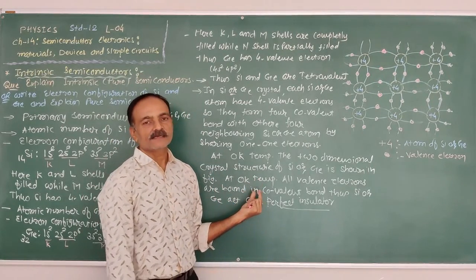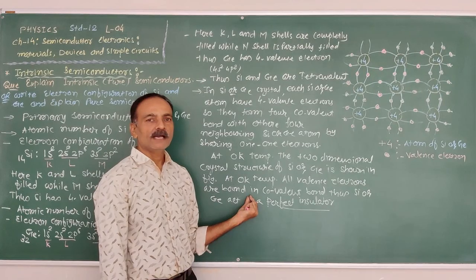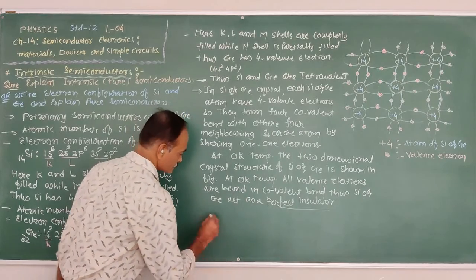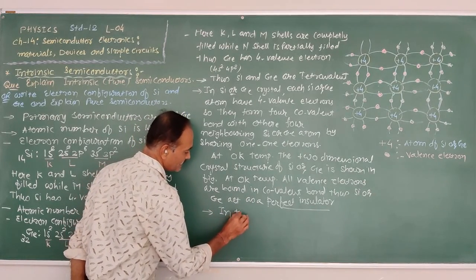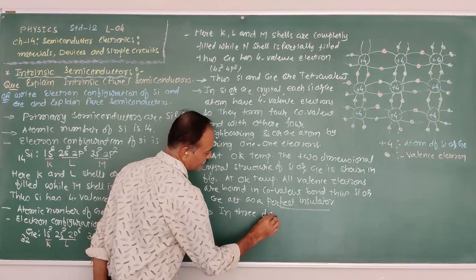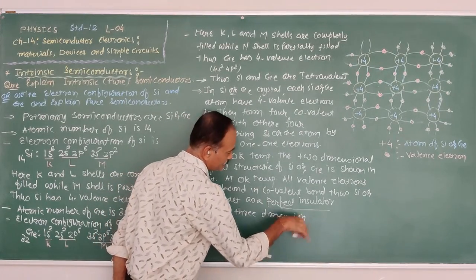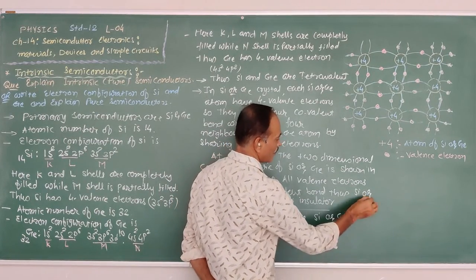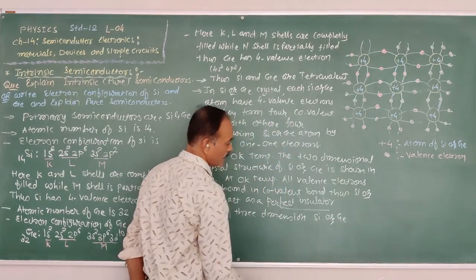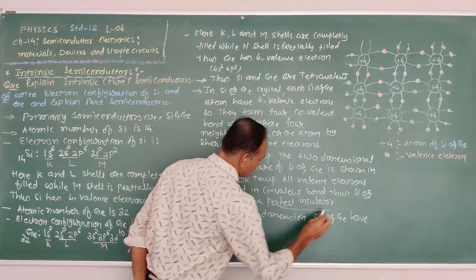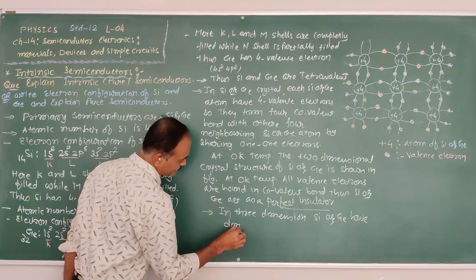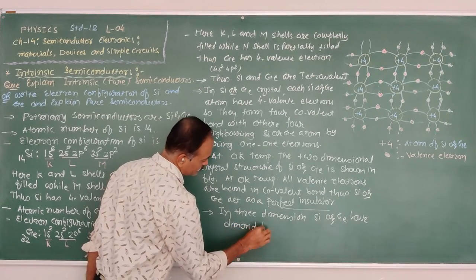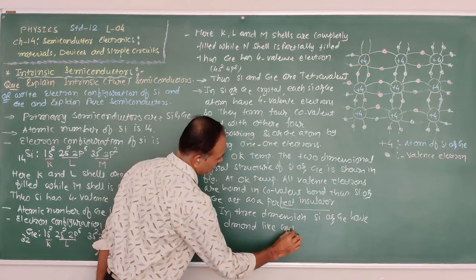While in 3 dimensions, silicon and germanium have a diamond-like structure. In 3 dimensions, silicon or germanium have a diamond-like crystal structure.